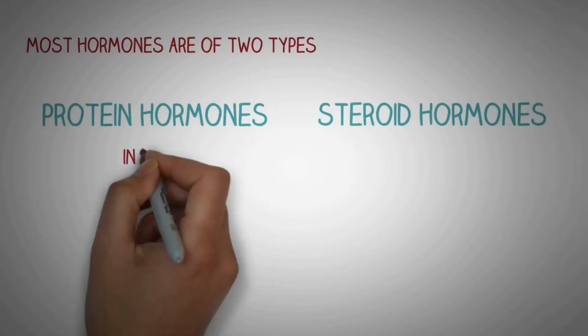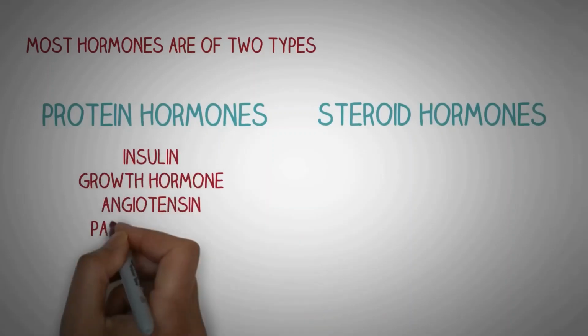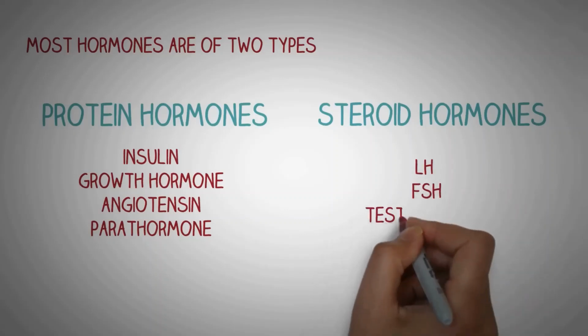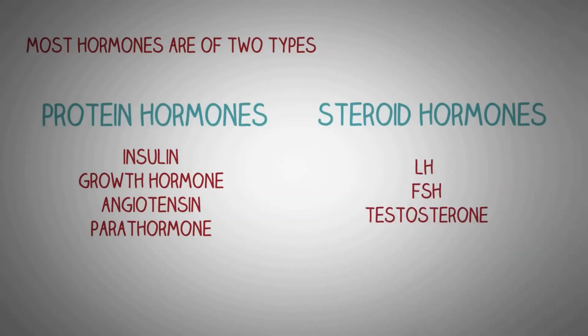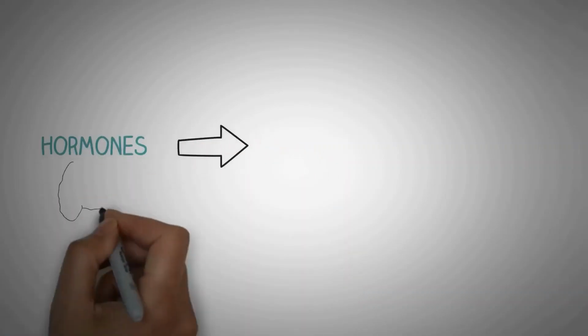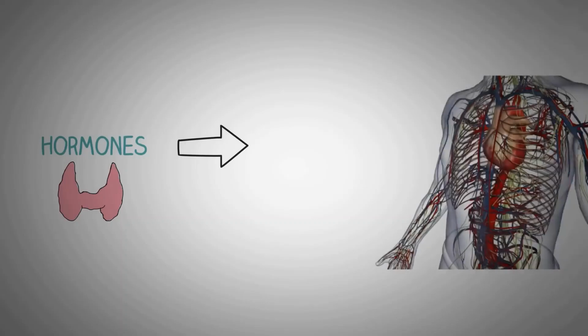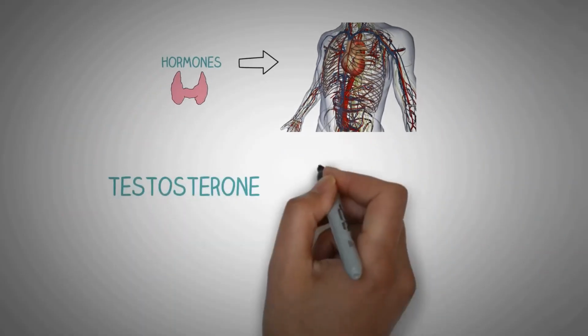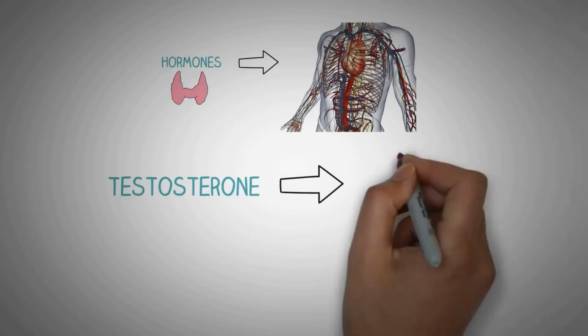Most of the hormones produced by the human endocrine system are of two types. We have the protein hormones and we have the steroid hormones. While most of them are protein hormones, there are only a few hormones which are of a steroid nature, which includes hormones like luteinizing hormone, the follicle stimulating hormone, and testosterone. These hormones, when secreted by the gland, are carried to the bloodstream and circulated in the whole of the body.